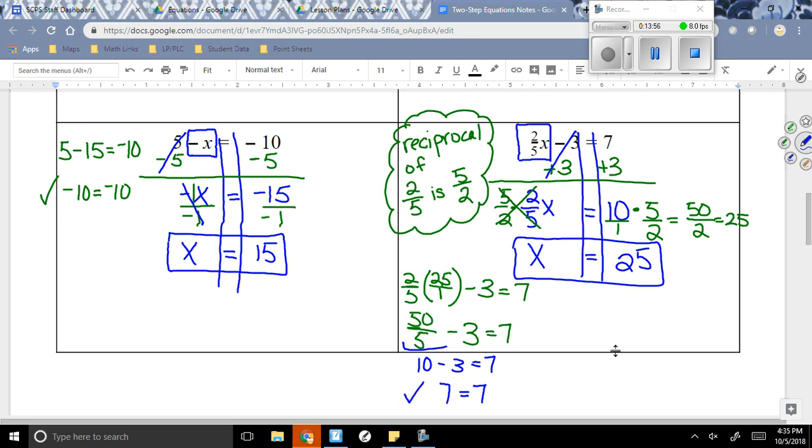That solution is true. Let's write ourselves a little note at the very bottom of our paper. If you have a fraction, if the coefficient is a fraction, you can multiply by its reciprocal.